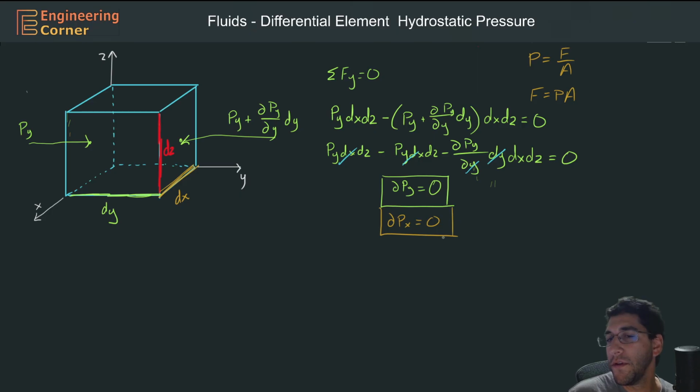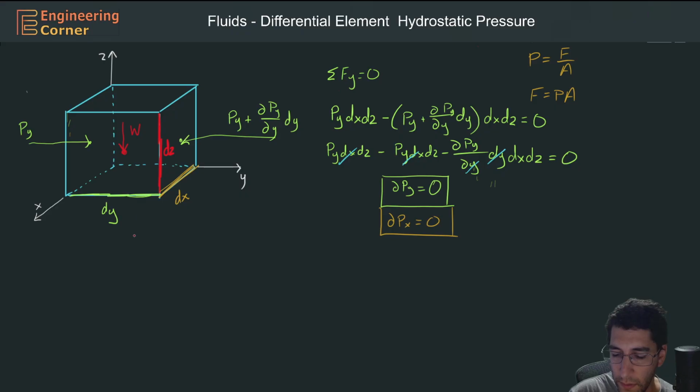So now I want to do it in the z direction. Now in the z direction, we have something else that's happening. So in the z direction, we also have a weight, and that weight is acting downward. Now let me just draw that a little bit better. It's acting right in the middle of this differential.